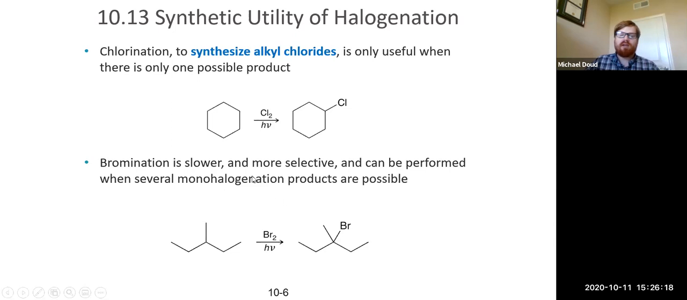Now, on the other hand, bromination is slower, and so it's more selective. And so you can kind of predict where the bromine is going to go on a given alkane, right? Here we see that there's a tertiary site, so we know that this is going to form the most stable radical. So we know that's the most likely site to be brominated.